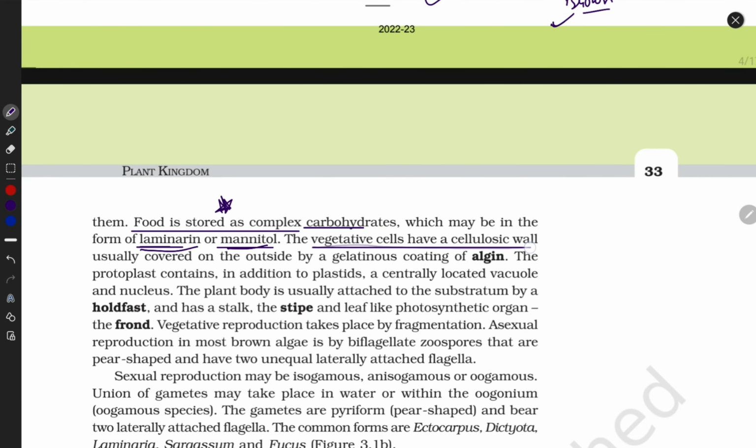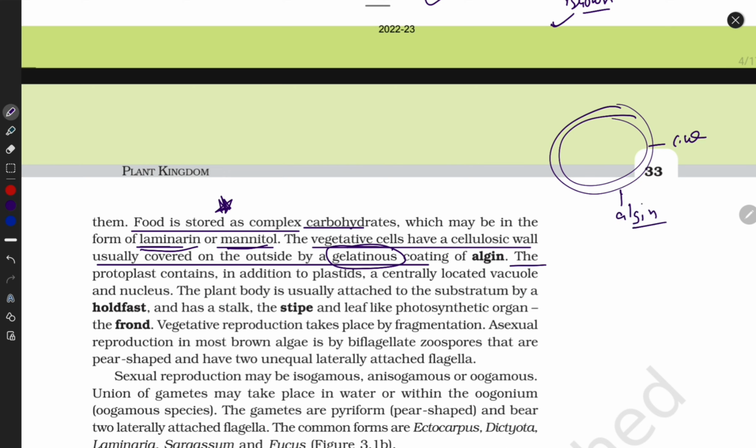The vegetative cells have a cellulosic cell wall, usually covered on the outside by a gelatinous coating of algin. Their cell wall is also made up of cellulose, but the outer covering has some gelatin-like structure. Normally we call it algin. The protoplast contains, in addition to plastids, vacuole and nucleus. Look here guys, according to evolution they developed their features. They advanced themselves according to evolution.